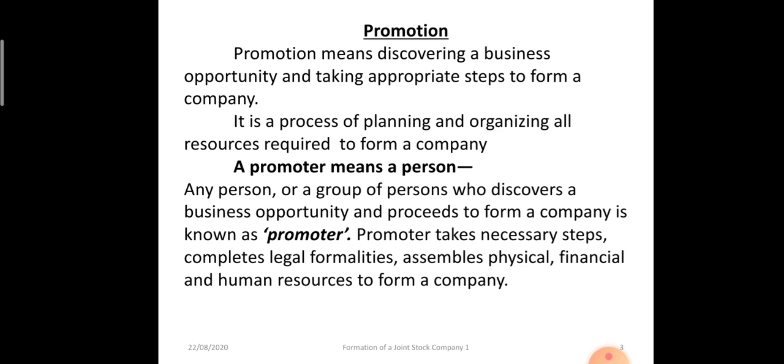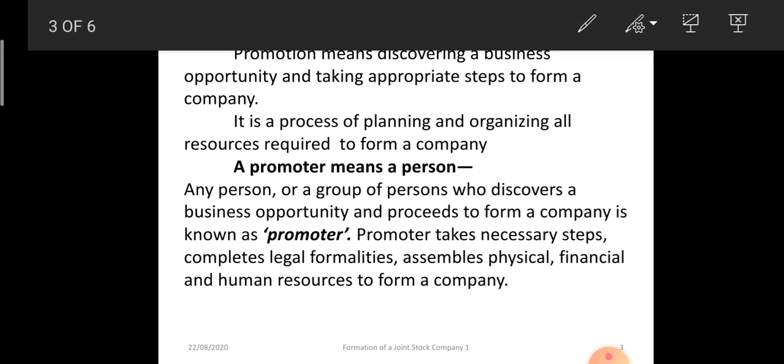So promoter takes all the necessary steps, completes all the legal formalities, assembles physical, financial and human resources. Promoter takes necessary steps, completes legal formalities, assembles physical, financial and human resources to form a company.